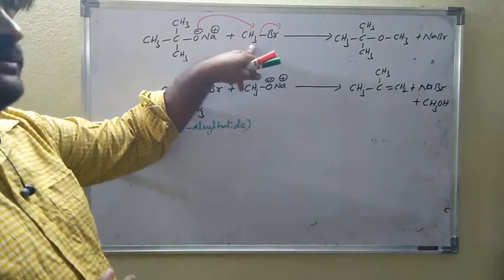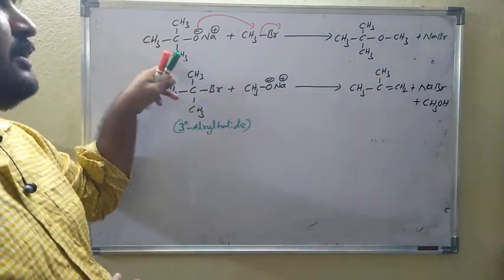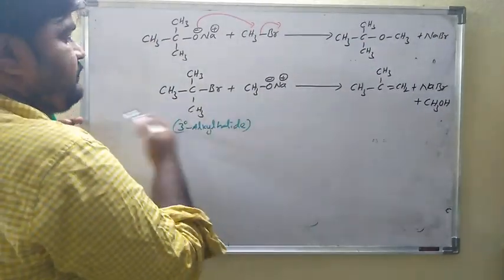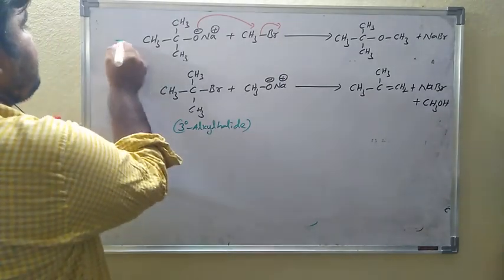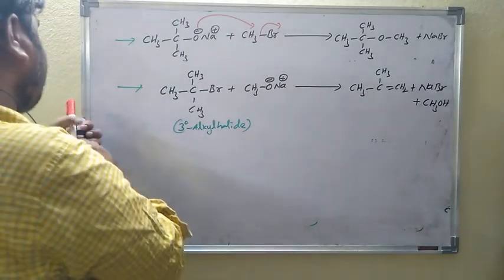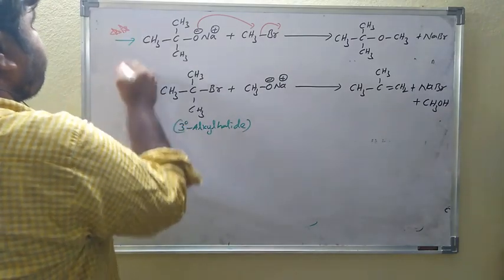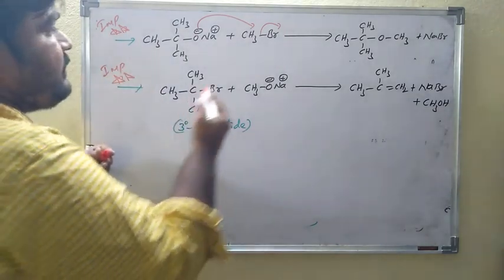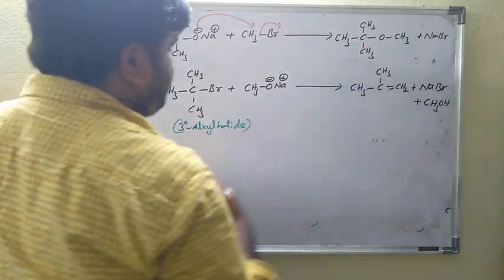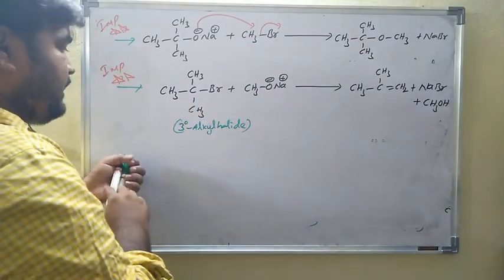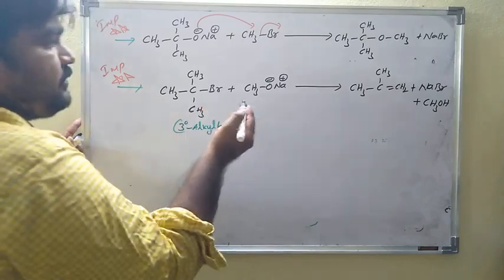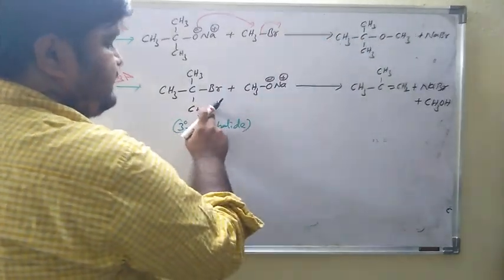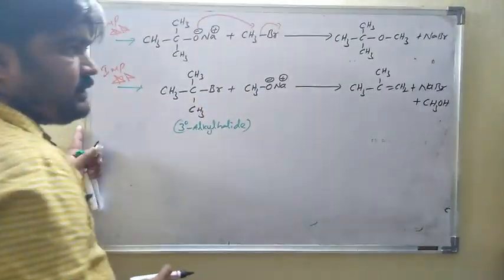Whenever a primary alkyl halide reacts with sodium alkoxide, it gives ethers. Very, very important. Don't get confused. From the exam point of view, these two reactions are compulsory one-mark questions. Whenever a primary alkyl halide is involved, ether is produced. Whenever secondary or tertiary alkyl halides are involved with sodium methoxide, alkenes are produced.